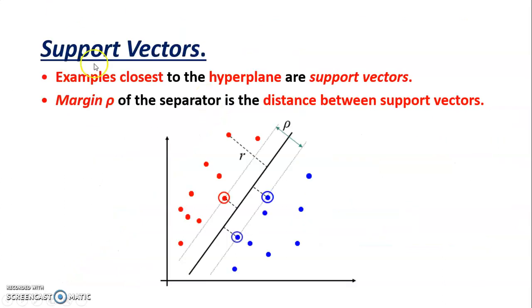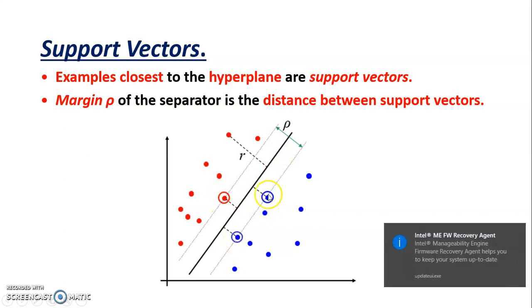So the support vectors: the examples which are closest to the hyperplane are support vectors. The margin rho of the separator is the distance between the support vectors, which is clearly indicated here. So these three are the support vectors, which are represented in this diagram, and rho is the distance between the support vectors.